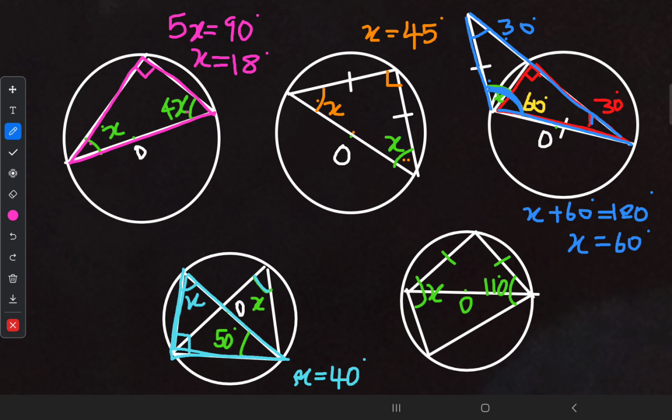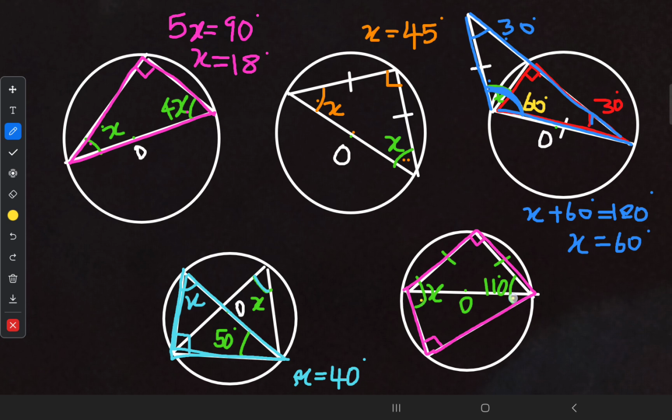Here, this is 90. This one also 90. And this is a quadrilateral. Here you can see this is a quadrilateral. Now, in a triangle, we know the interior angle sum is 180. Likewise, for a quadrilateral, the interior angle sum would be 360.